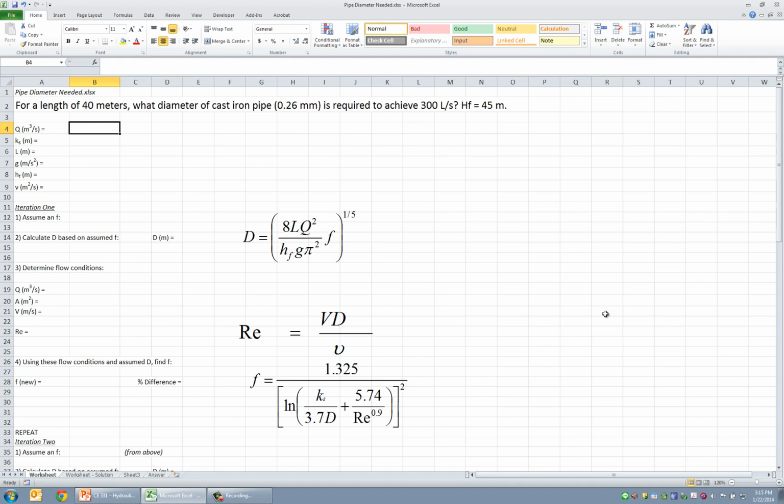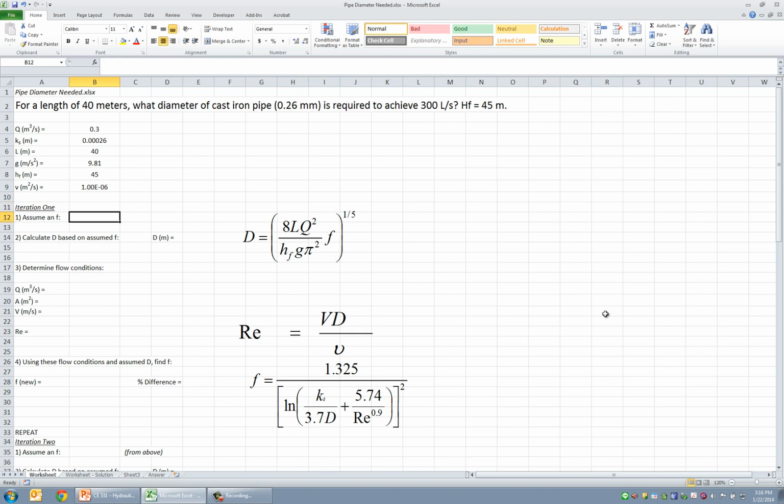For example, we know the flow rate here is 0.3 cubic meters per second. Our equivalent sand roughness for this cast iron pipe is 0.26 millimeters. So if I want that in terms of meters, I can do 0.26 millimeters divided by 1,000 to get it in terms of meters. The pipe length is 40 meters, g is 9.81. The head loss due to pipe friction is 45 meters, and our kinematic viscosity of water, 1E-6. That means 10 to the negative 6th meters squared per second.